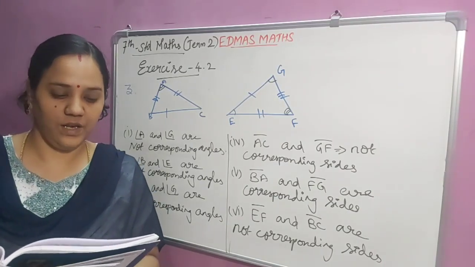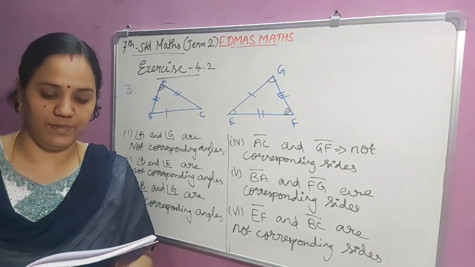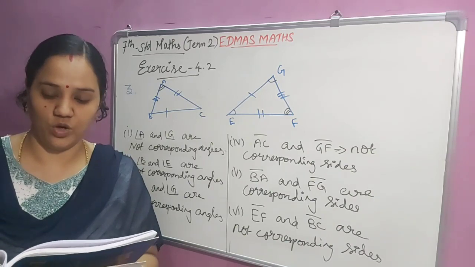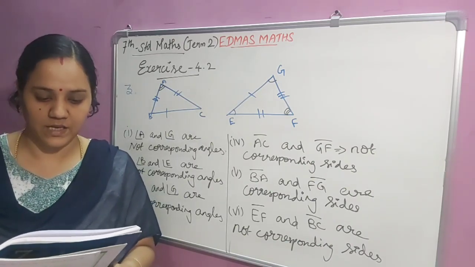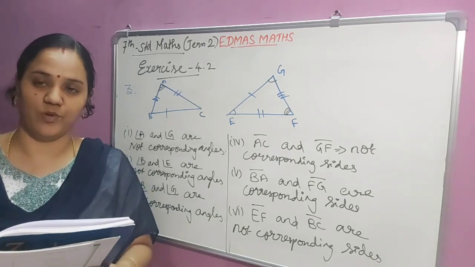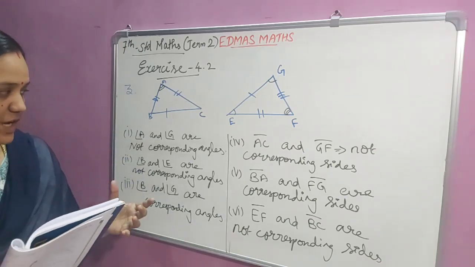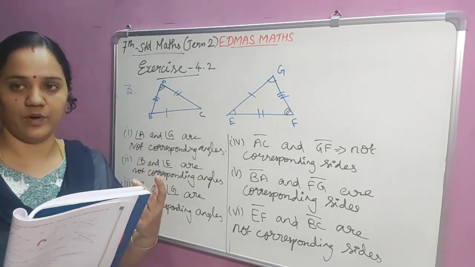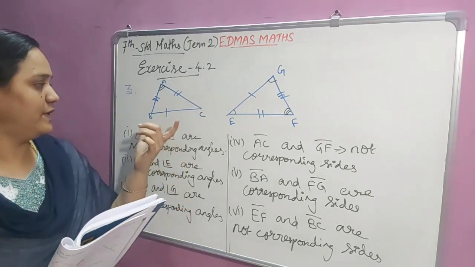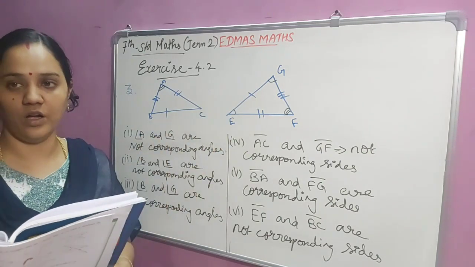The third question, if the given triangles, triangle ABC and triangle EFG are congruent, determine whether the given pairs of sides and angles are corresponding sides or corresponding angles or not. So we have to check whether the given pairs are corresponding sides or corresponding angles or not. Okay, so they have given that these two triangles are congruent to each other.